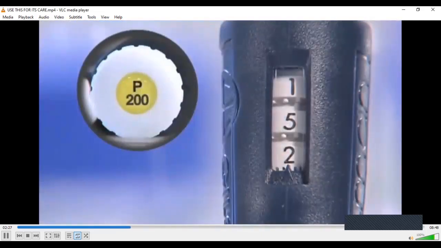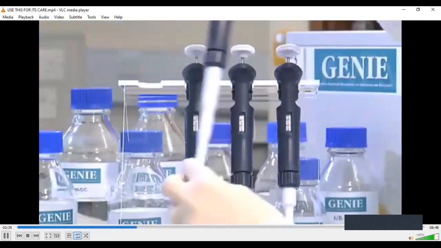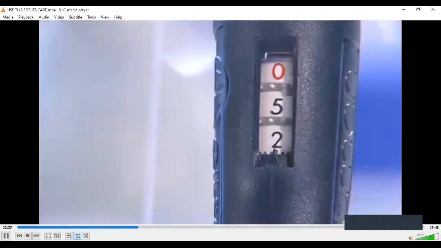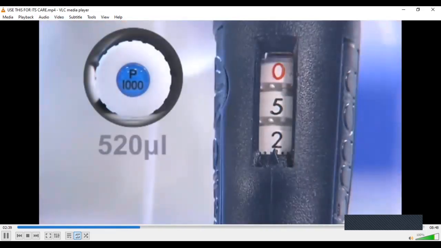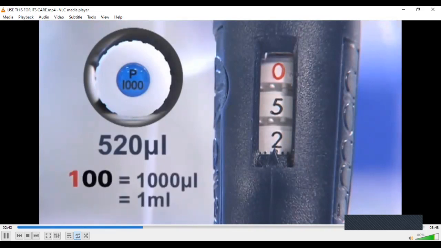With the P200, the same visual setting means that the pipette is set to a volume of 152 microlitres. This P1000 is set to 0.52, which indicates a volume of 520 microlitres. A setting of 100 indicates the maximum volume for this pipette, which is 1,000 microlitres. The uppermost number is in red, which for this pipette indicates the number of millilitres.